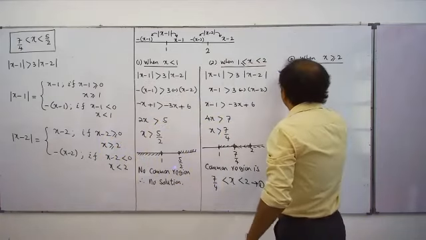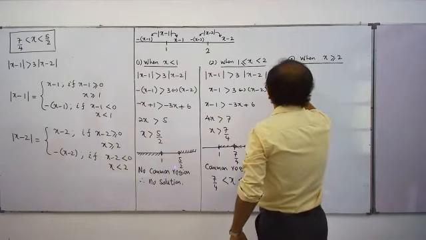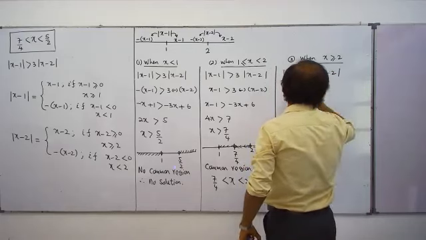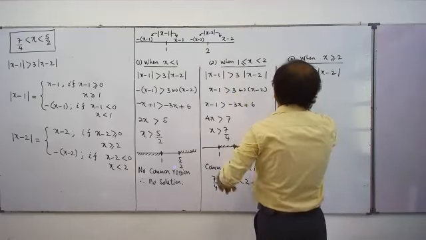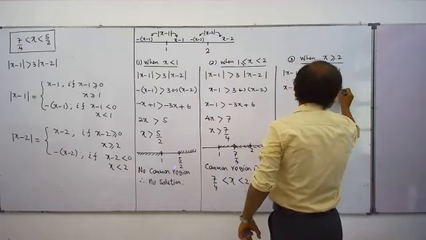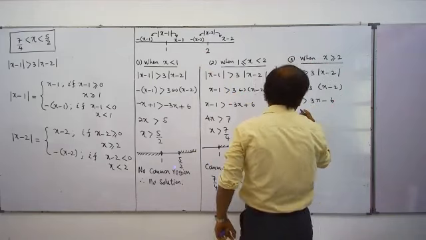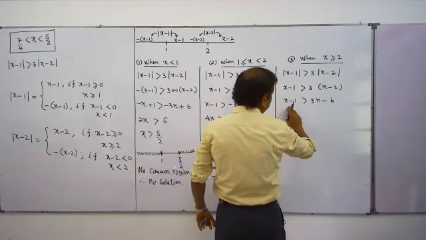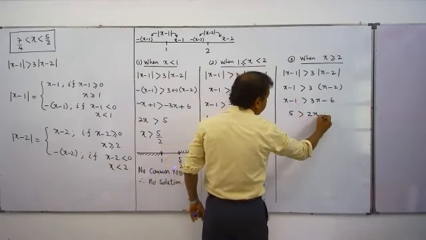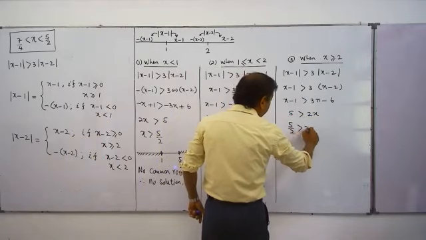Right. In this interval, this mod x minus 1 greater than 3 times mod x minus 2. In this interval, mod x minus 1 is x minus 1 greater than 3 times, this is x minus 2. Remove the bracket. 3x minus 6. Take this x right hand side, minus 6 this side. When you take minus 6 this side, plus 6 minus 1 is 5 greater than here 2x. Divide by 2. 5 by 2 greater than x.